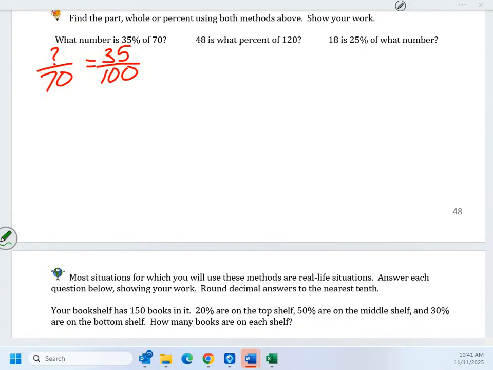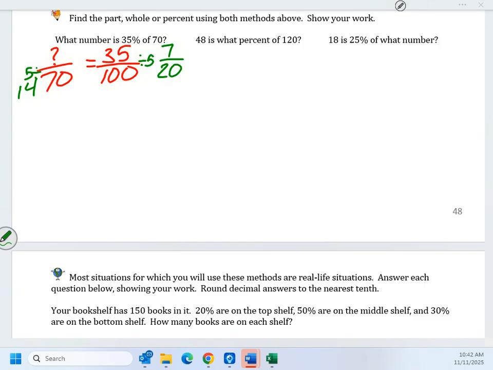Is there one number that goes into all of them? Okay, so if I divide by 5 here, I get 7 and 20. And if I divide by 5 here, I get 14. Now what? No, I've already simplified it down, so I can't be doing that to 100.